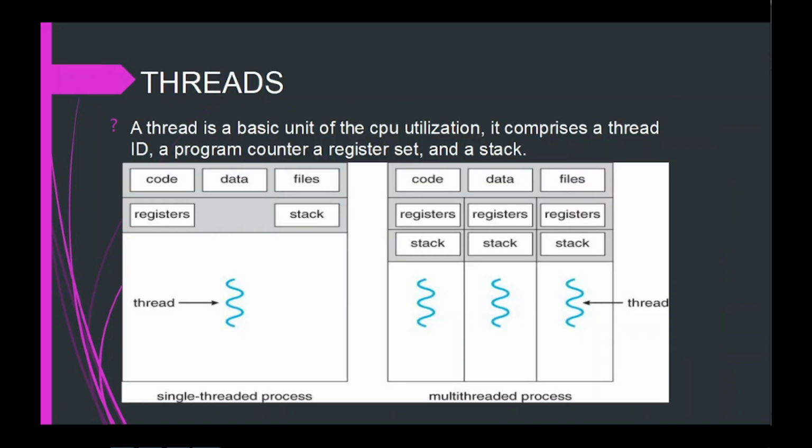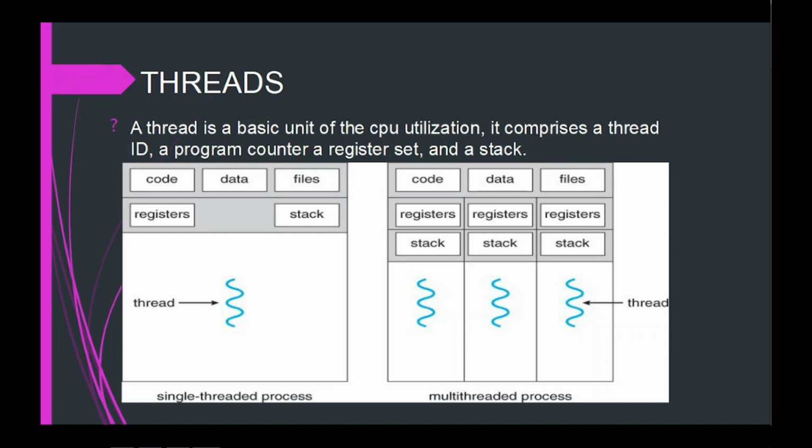A program is capable of having multiple threads open at once and terminates or suspends them after the task is completed. A thread is a basic unit of CPU utilization. It comprises a thread ID, a program counter, a register set, and the stack.